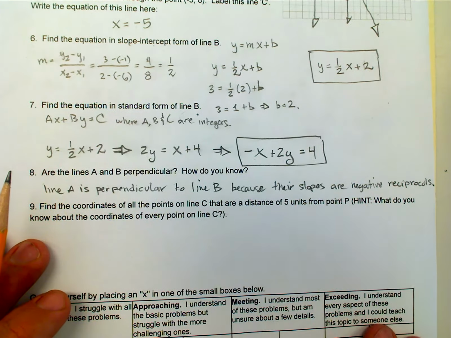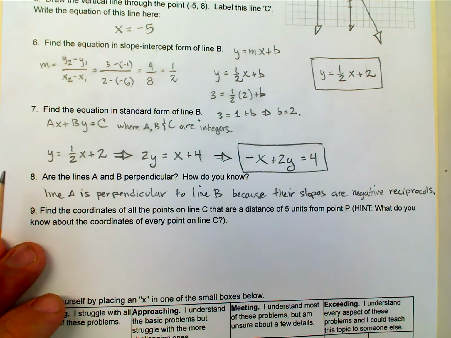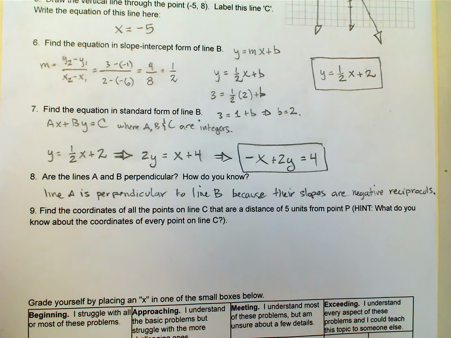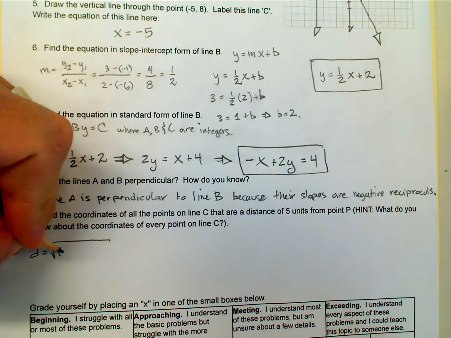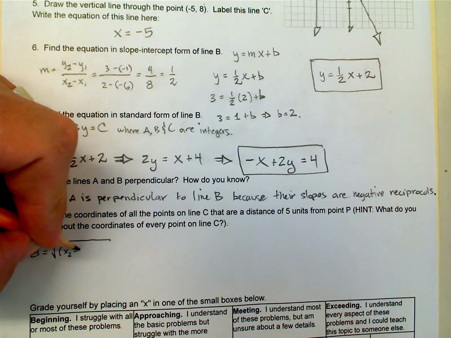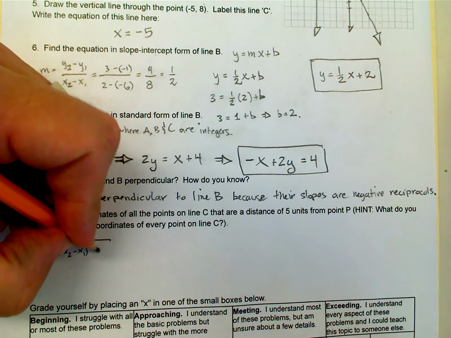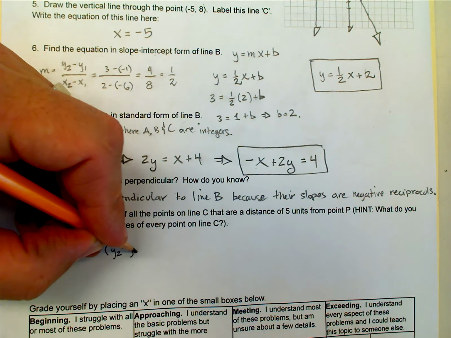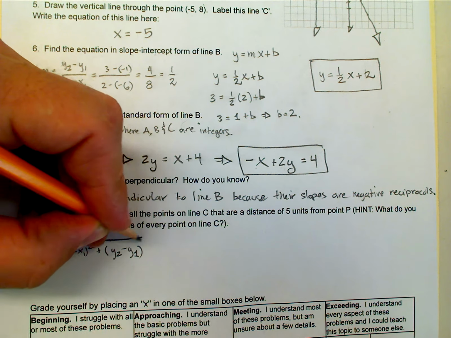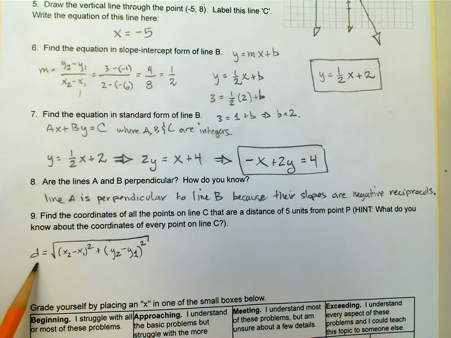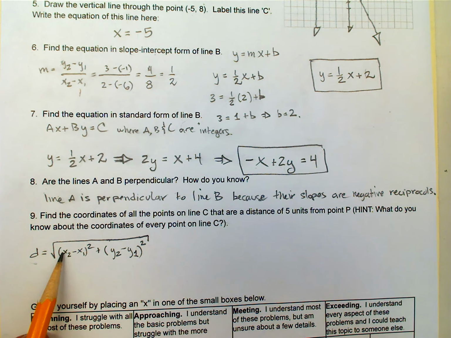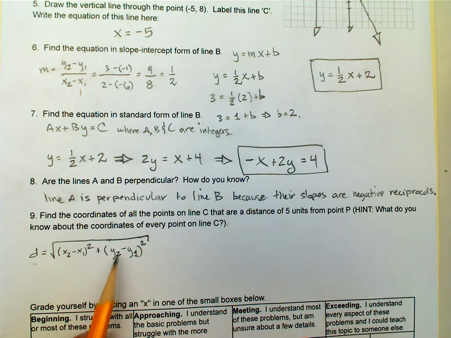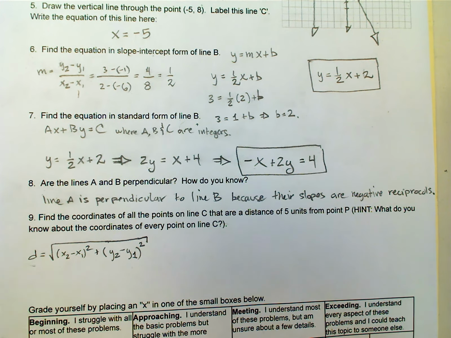Let's think about this problem in terms of the distance formula first. The distance formula is the difference between the x values of my 2 points squared plus the difference between my y values of my 2 points squared. And then when I take the square root of that, I get the distance. And of course, this just comes from Pythagorean's theorem. This is the first leg of the triangle and the second leg of the triangle. And if I square those and add them together, I get the square of the third leg.